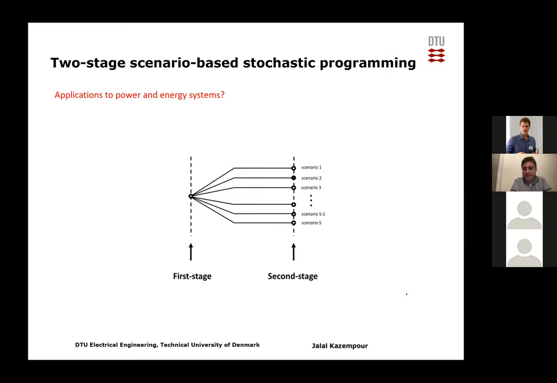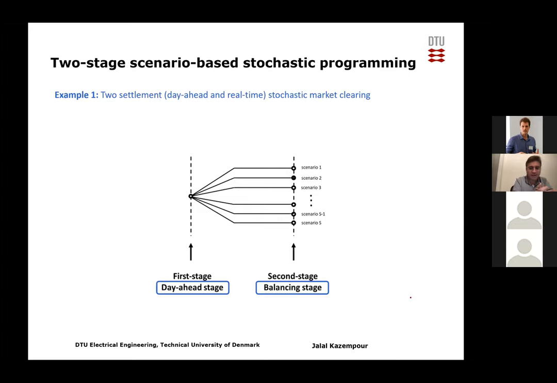Good. Applications of two-stage stochastic program to energy systems. You can find numerous applications, right? But some simple applications. For example, we can think of two-stage stochastic market clearing, right? Day ahead and real time. You can call real time the balancing stage. So the balancing stage could be real time or intraday or whatever. So we can keep it generic. So we can think of stochastic market clearing as a two-stage stochastic program. We already saw it in lecture five, I guess.